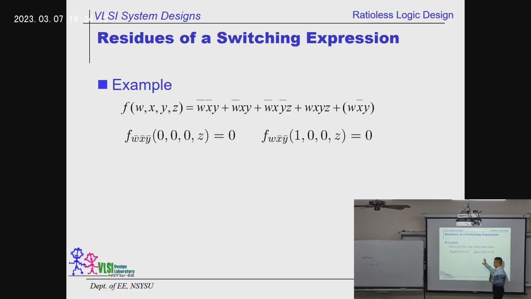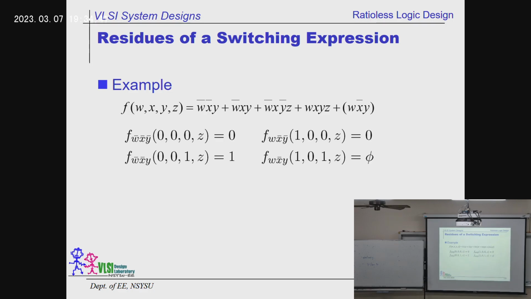Be patient. How many combinations do we have for W, X, and Y? A total of 8. Is that right? 0, 0, 0, all the way down to 1, 1, 1. And we are going to get different outputs over there. So we are going to go through that.